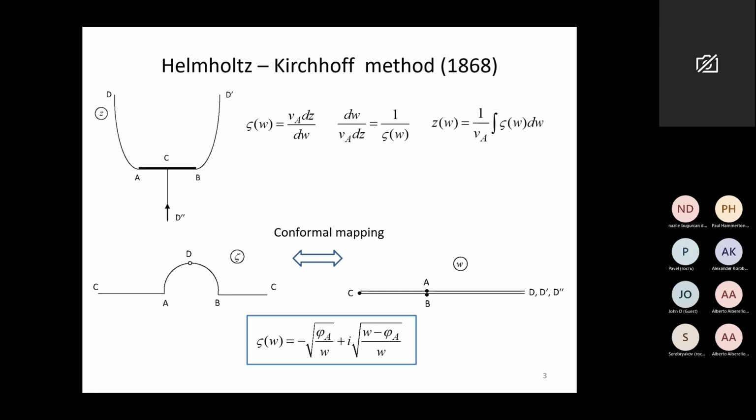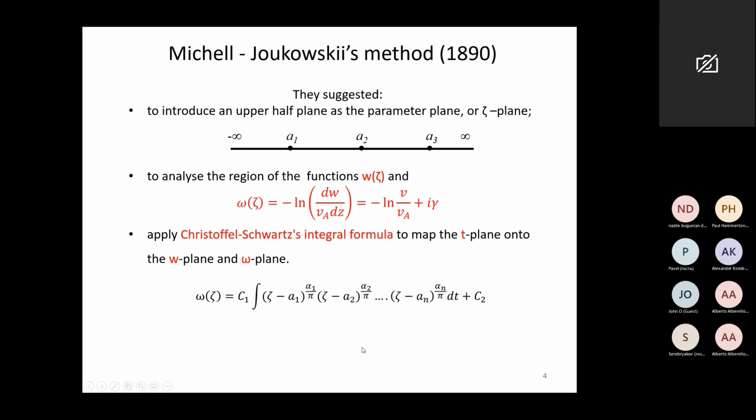If we know elementary complex functions, how they map their regions, we can find the transformation. Actually, Kirchhoff found this transformation. Kirchhoff's method is very restricted for solving the problem, as I explained. It's difficult to find a function which can transform one region to another region.